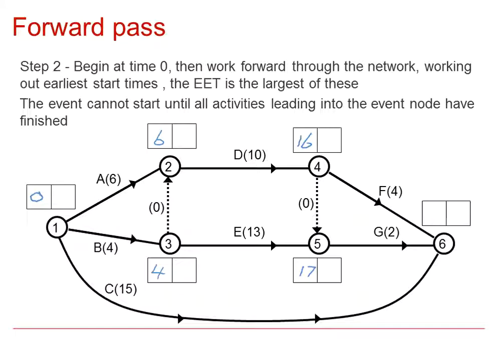With the box for node 6, I need to consider that C will take 15, but that D completed followed by F completed would take 20, and G completed would take 19, so I choose the biggest number, in which case 20 goes in there. Remember, it's important to realise that the event cannot start until all activities leading to the event node have been finished.